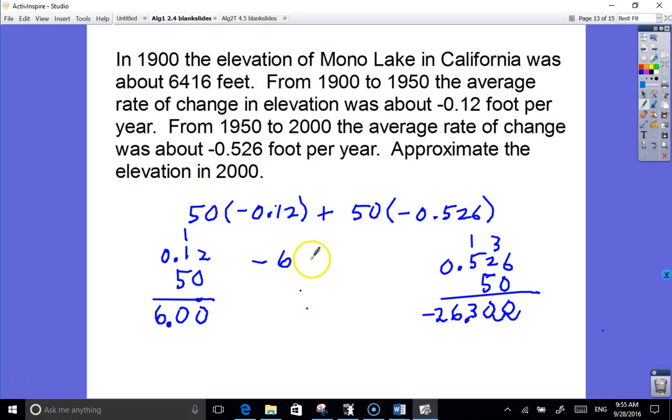So it went minus 6 in the first 50 years, and then it dropped 26.3 in the next 50 years. So what's that total? How much did it drop in 100 years? Minus 32.3. Okay. That's it.